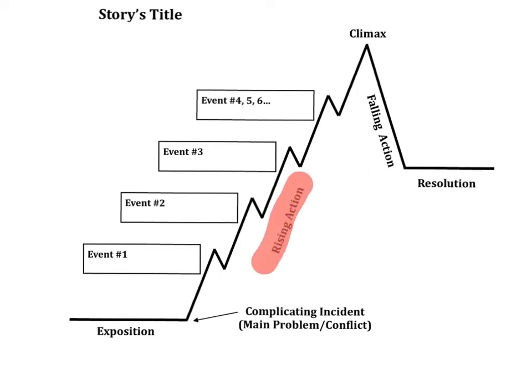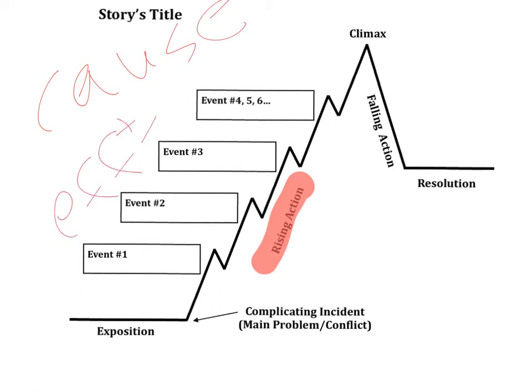After that, then we have the rising action. And the rising action is full of what we like to call cause and effect relationships. Okay, cause and effect. What that means is that what happens after the complicating incident causes the next part of the story to happen. Whatever it causes then causes something else to happen. Okay, that causes something else to happen. And so that's why we have a series of events as we go up the rising action. I've put 4 to 6 here, but you can have as many as you want, as many as you need to tell your actual story.